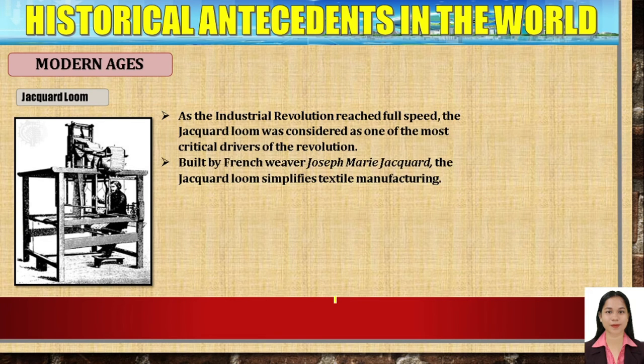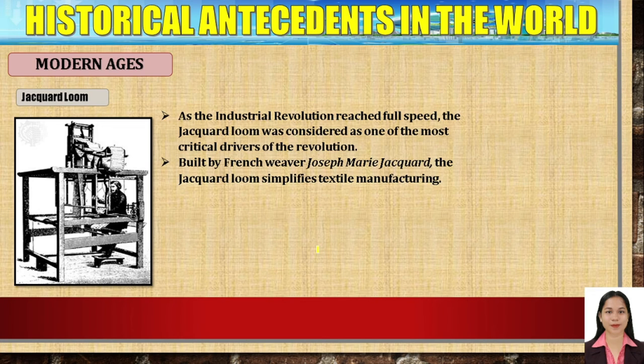So it was built by Joseph Marie Jacquard, kaya yung invention niya is pinangalan mismo sa kanya. We have the Jacquard loom. So Joseph Marie Jacquard was a French inventor who invented the Jacquard loom and simplifies textile manufacturing, so yung mga tela. Okay. Prior to the invention of the Jacquard loom, a draw loom was used which required 2 individuals to operate, the weaver and then the draw boy.